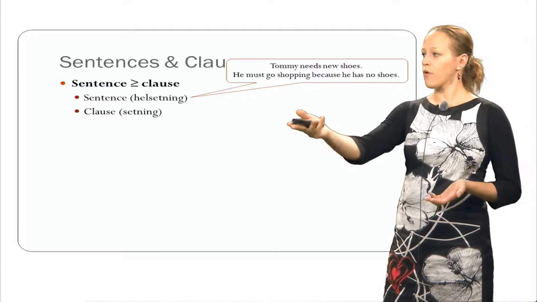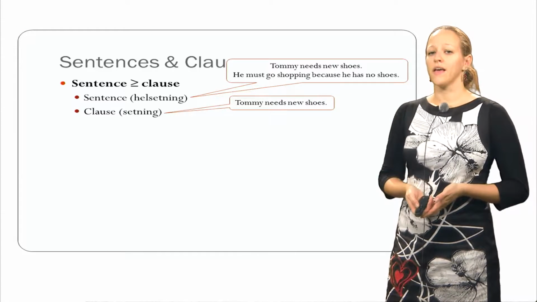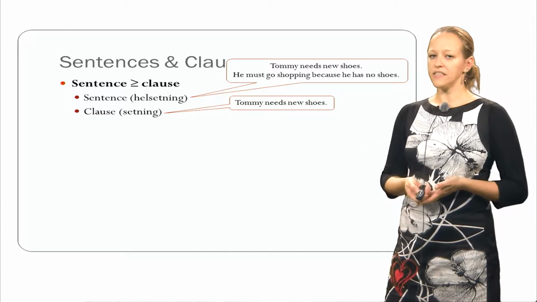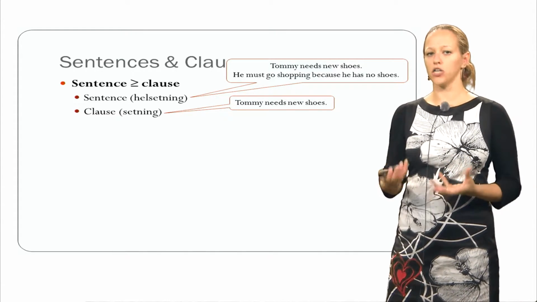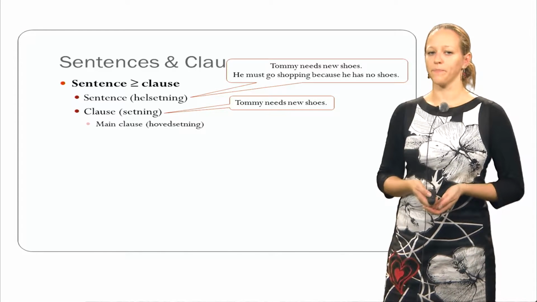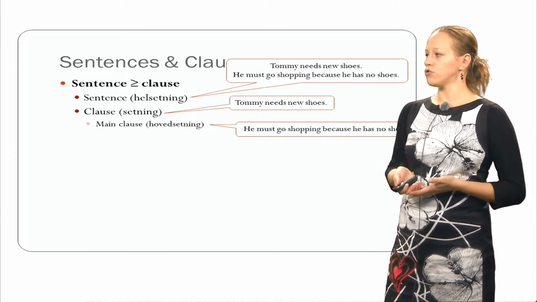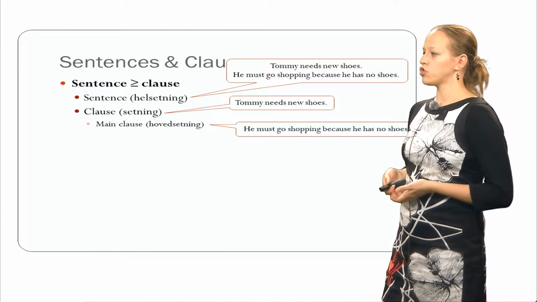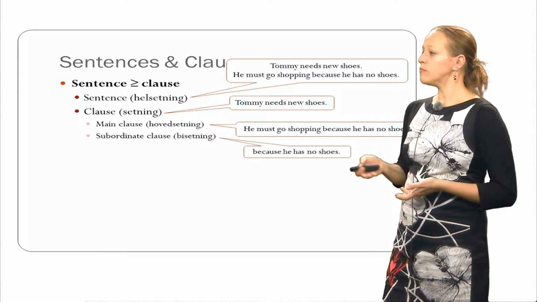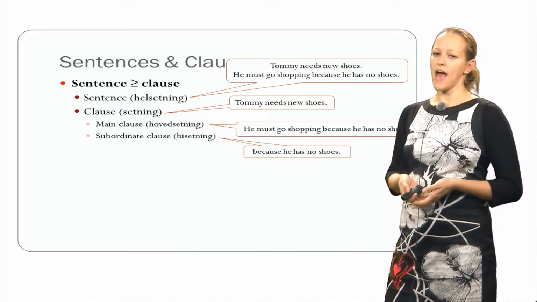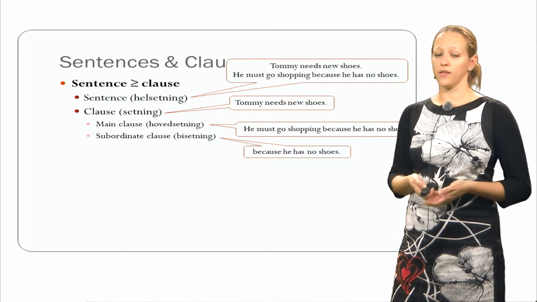And here you already see the problem, because setning and sentence sound so similar, but they are not the same thing. Clause is, for example, Tommy needs new shoes. At the same time, this is also a sentence. As you see, sentence is larger or the same size as a clause. And if you take main clause, that would be, for example, Tommy needs new shoes, or that he must go shopping because he has no shoes. And subordinate clause, or bisetning, would be only this part, because he has no shoes. As you can see, subordinate clause cannot stand on its own, while main clause can.